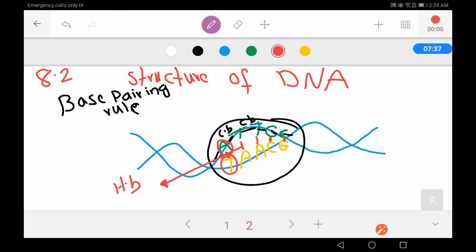And what we have to know, the last point, guys: we have two hydrogen bonds between adenine and thymine, while we have three hydrogen bonds between guanine and cytosine. These are very important things that you have to know about the structure of DNA.